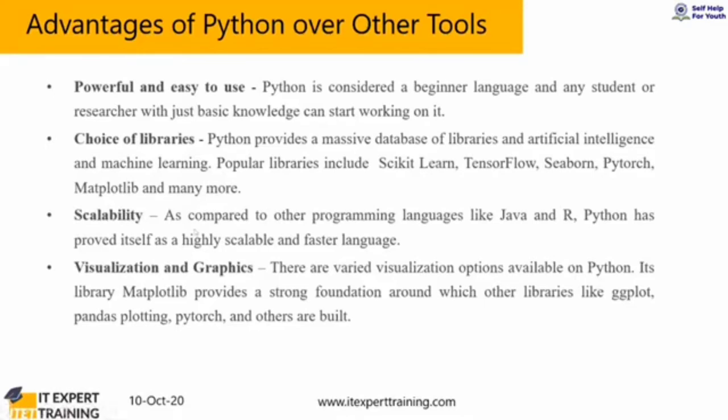It also has great scalability as compared to other programming languages like Java and R. Python has proved itself as a highly scalable and faster language. The meaning of scalability is this: a code written to run in a distributed environment of 10 machines, if you want to expand it to a distributed platform of 100 machines or 1000 machines, you can easily scale the Python code. That is the meaning of scalability. Scalability is also very easy in Python, like R and Java.